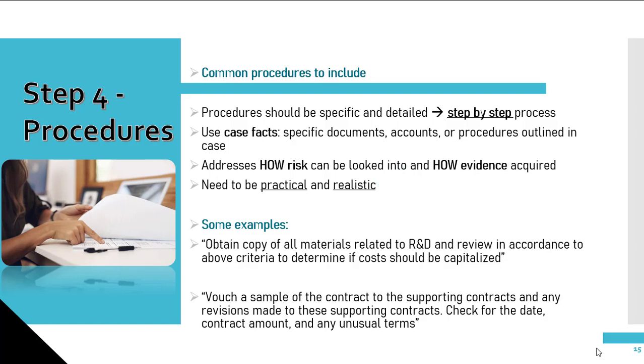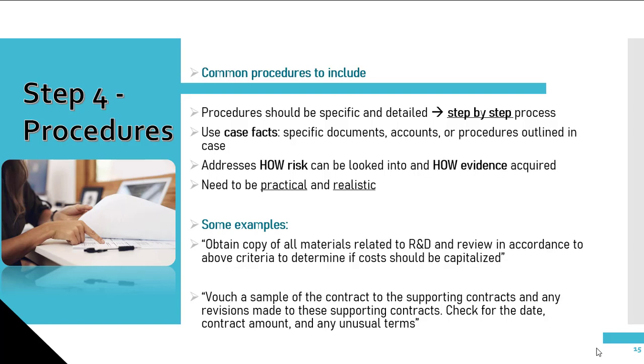It also helps to write the procedures below the FR issues as opposed to combining them at the end. This is because they are closely related to the FR issues you are discussing, and you can reference the FR issue as you write your procedures themselves. Some common procedures include obtaining a copy of all materials related to R&D and reviewing them in accordance with the above criteria to determine if costs should be capitalized. This is an example of how it relates directly to the FR issue above it.